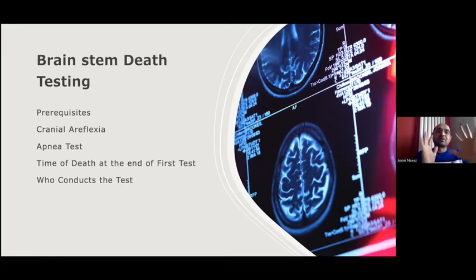So there are some prerequisites for brainstem death testing. The first prerequisite is that there should be a known diagnosis. You cannot just do brainstem death testing on a patient who has developed irreversible brain damage because of an unknown cause. It's very important to establish the cause. Either it is traumatic brain injury, or someone has attempted suicide by hanging, which is called hypoxic brain injury, or they have bled, which is called intracranial hemorrhage. So they have to have a diagnosis.